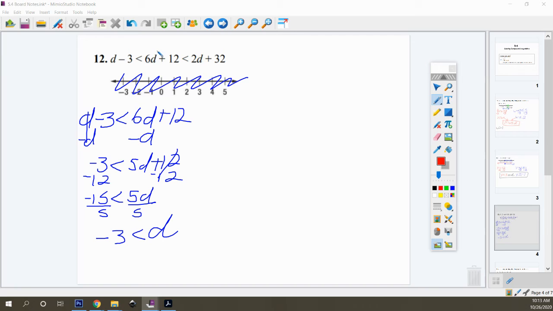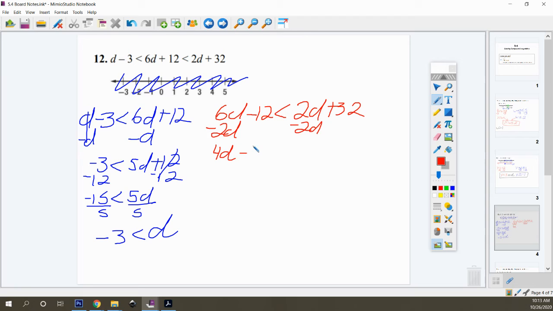All right, for the second one, we're going to ignore all this stuff over here. And we're going to start at the right. You go to my second symbol, ignore all that. So we're going to solve 6d minus 12 is less than 2d plus 32. So I want to get rid of the smallest d, which is 2d. 6d minus 2d is 4d minus 12 is less than that 2d and minus 2d cancel out, and then there's 32.